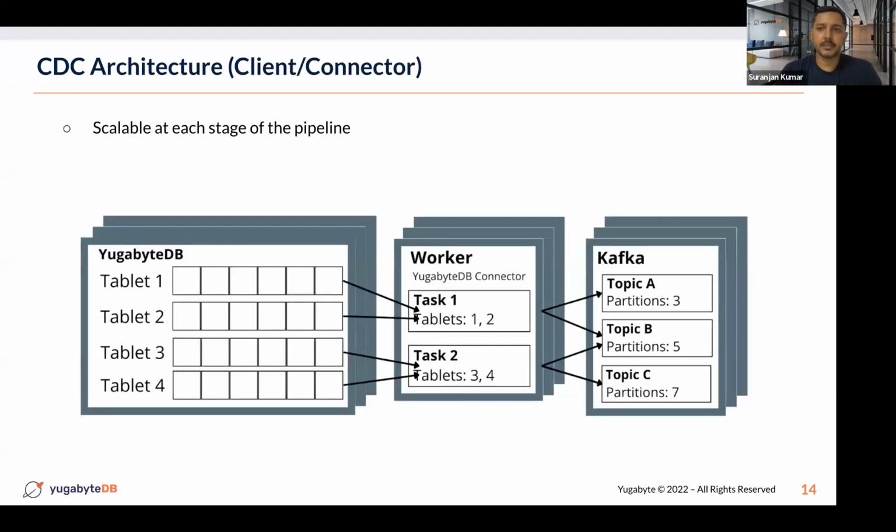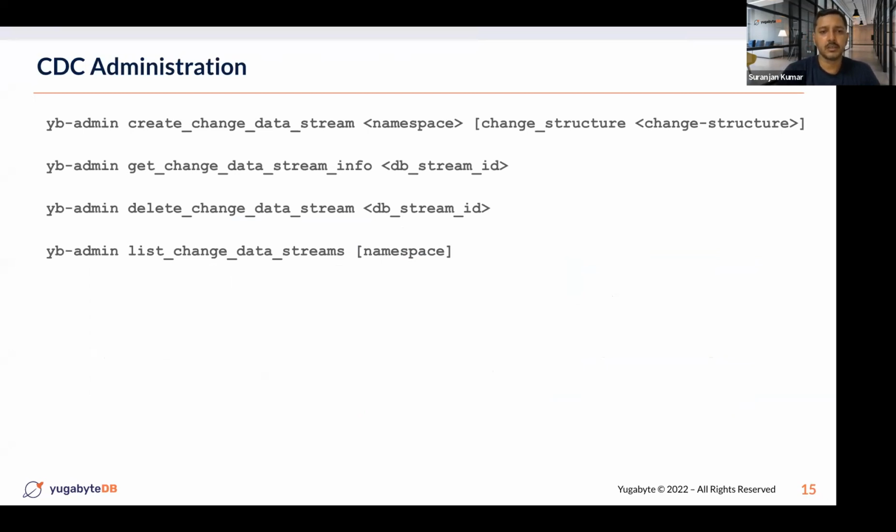With this architecture, I would now like to explain a bit about the administration API, and then I'll also show a small demo. The administration API is very simple. Just create a change data stream on a namespace, which is nothing but a database. The yb-admin is a tool that connects to the YugabyteDB cluster, and by taking a namespace, it creates a stream and provides a stream ID to the user. This stream ID binds all the tables present in the database to the CDC stream.